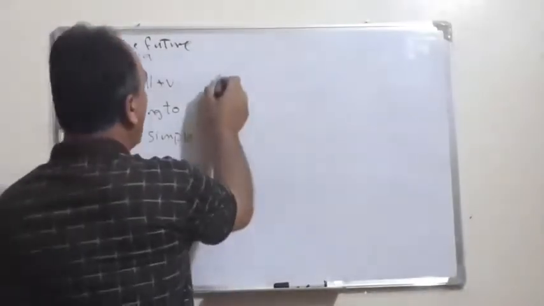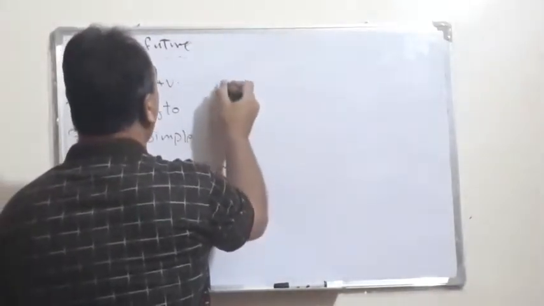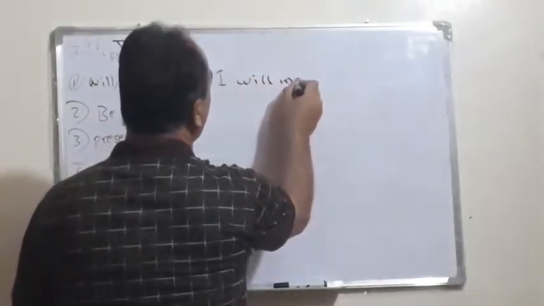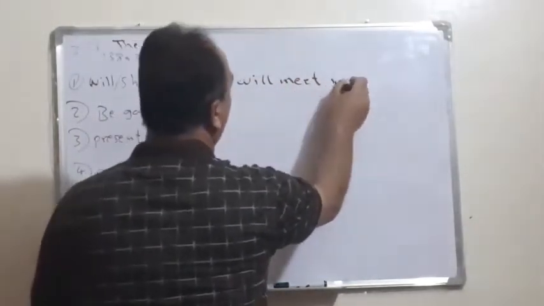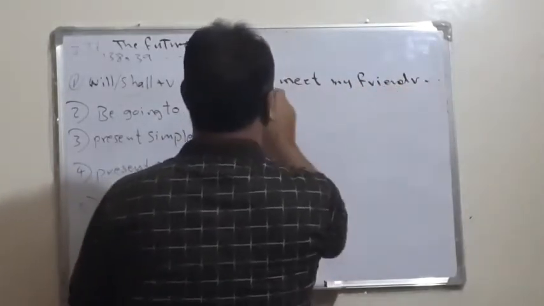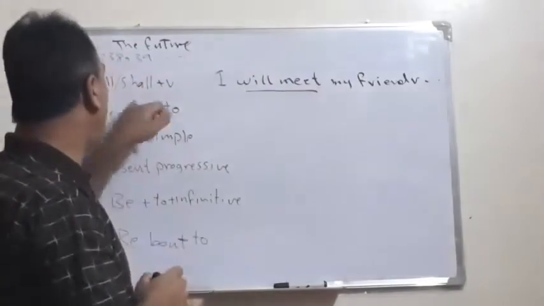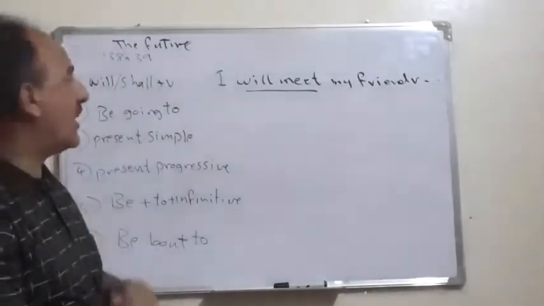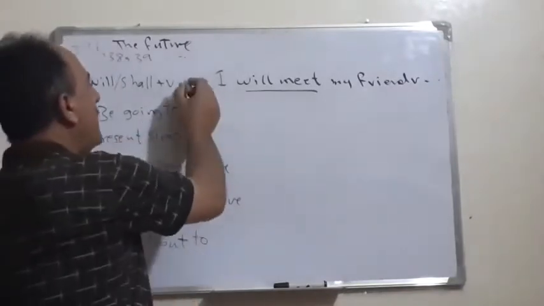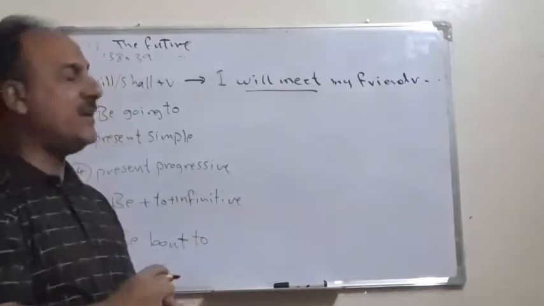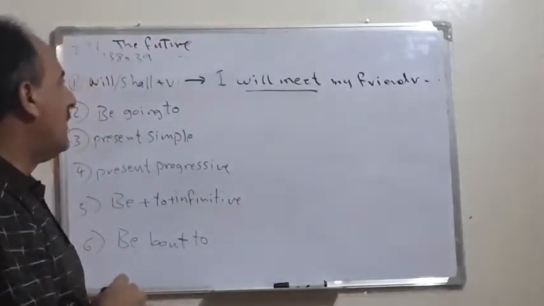For example, I will meet my friend, for example, right now. Or we shall attend a lecture. This is very easy for you, using will or shall plus the verb in the base form.